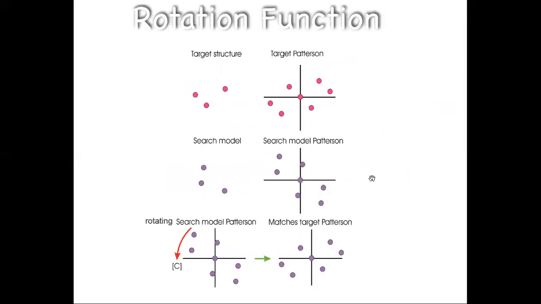So similarly, with the rotation function, the target structure can be refined in the target Patterson. Similarly, the search model can be refined with the search model Patterson. Rotating the search model Patterson should match the target Patterson. These three, A, B, and C, should be the rotation function of the different crystal structures with the different values of the different Patterson methods.